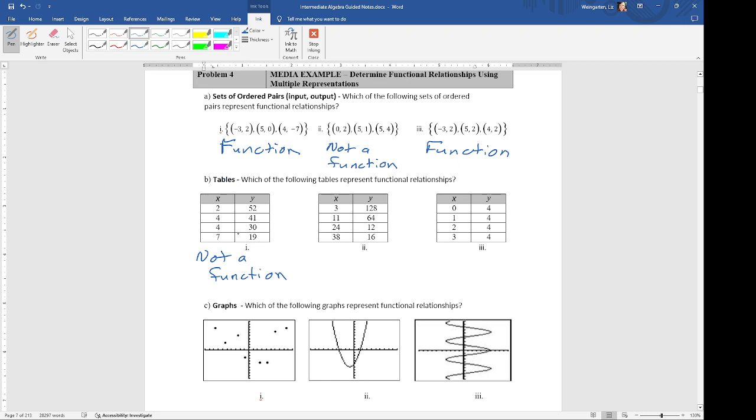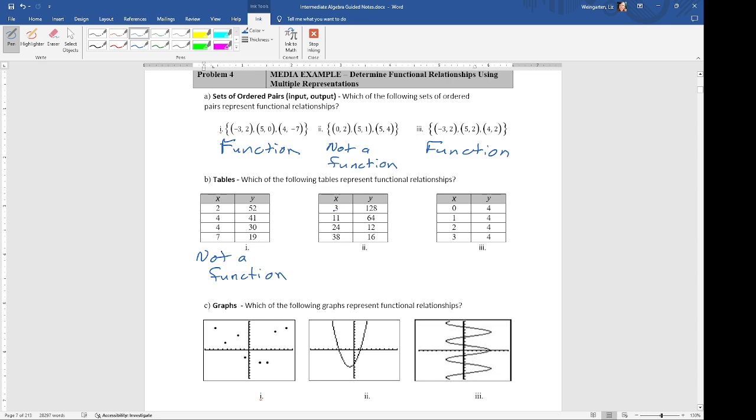I will say that if this was a 4 going to a 41 and a 4 going to another 41, that would be a function because it's still going to the same output. So if you have a repeated pair of data in the table, that could still be a function. The important thing is that your y values are different while your x values are the same.